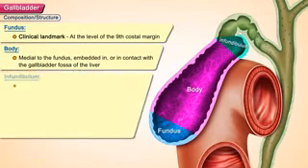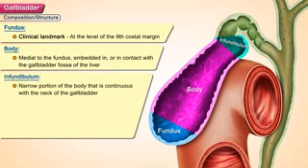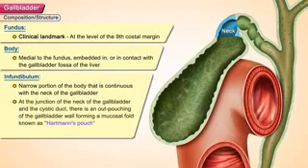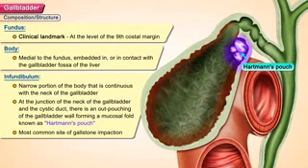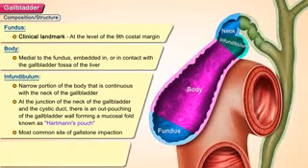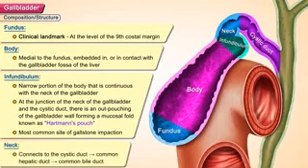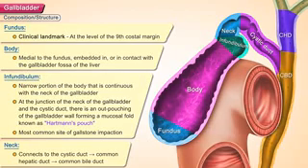Infundibulum is the narrow portion of the body that is continuous with the neck of the gallbladder. At the junction of the neck of the gallbladder and the cystic duct, there is an outpouching of the gallbladder wall, forming a mucosal fold known as Hartmann's pouch. It is the most common site of gallstone impaction. Neck. Connects to the cystic duct, common hepatic duct, and common bile duct.